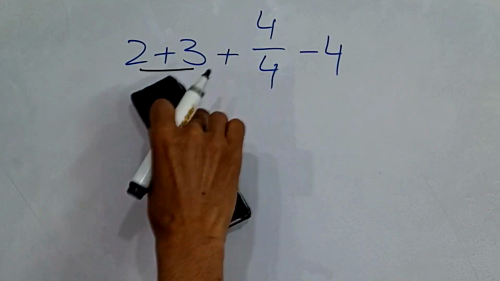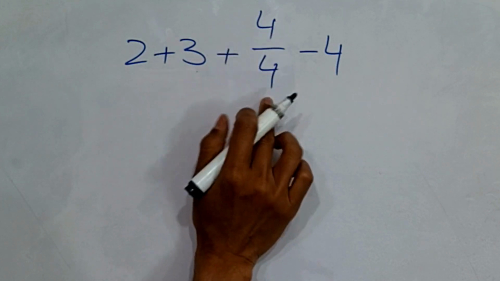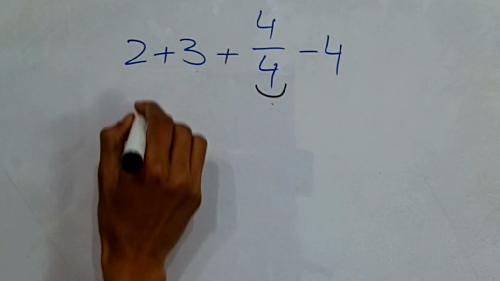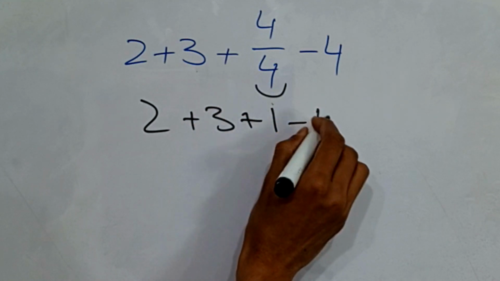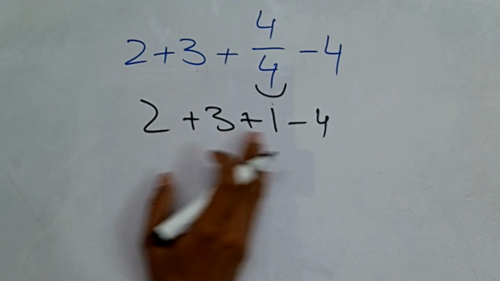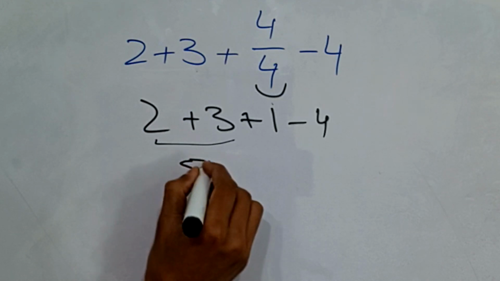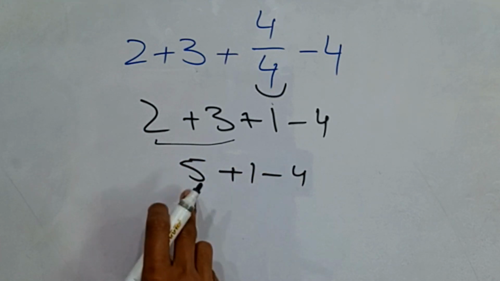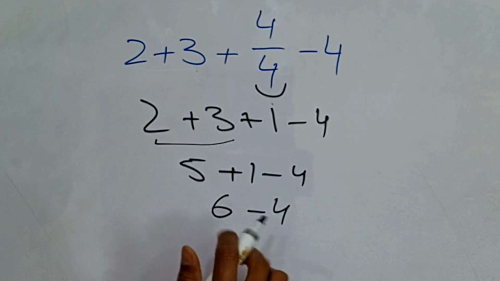correctly. Okay. 2 + 3 + 4 ÷ 4. So division first, right? So 2 + 3 + 4 ÷ 4 equals 2 + 3 + 1 − 4. Now addition and subtraction from left to right. So 2 + 3, 5 + 1 − 4, and 5 + 1, 6 − 4, and 6 − 4 equals 2.